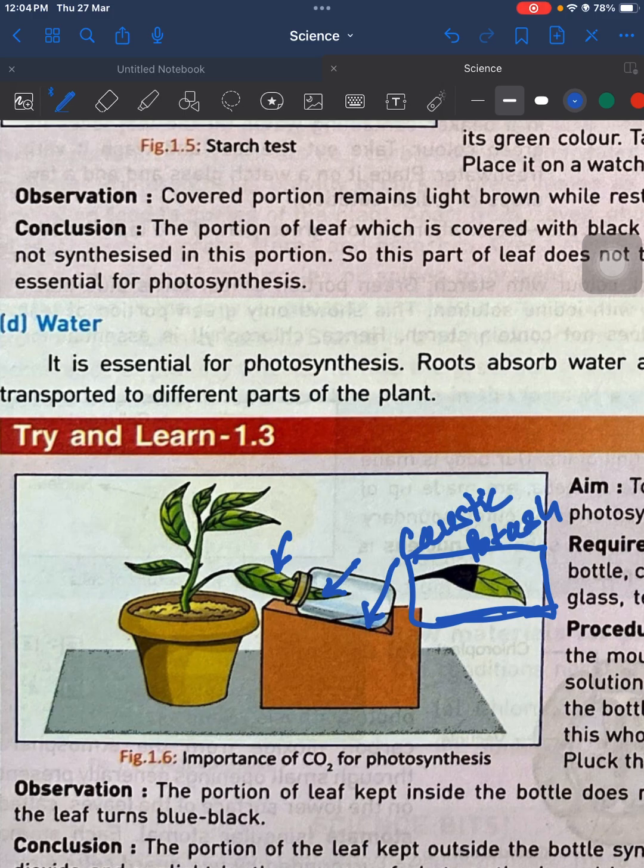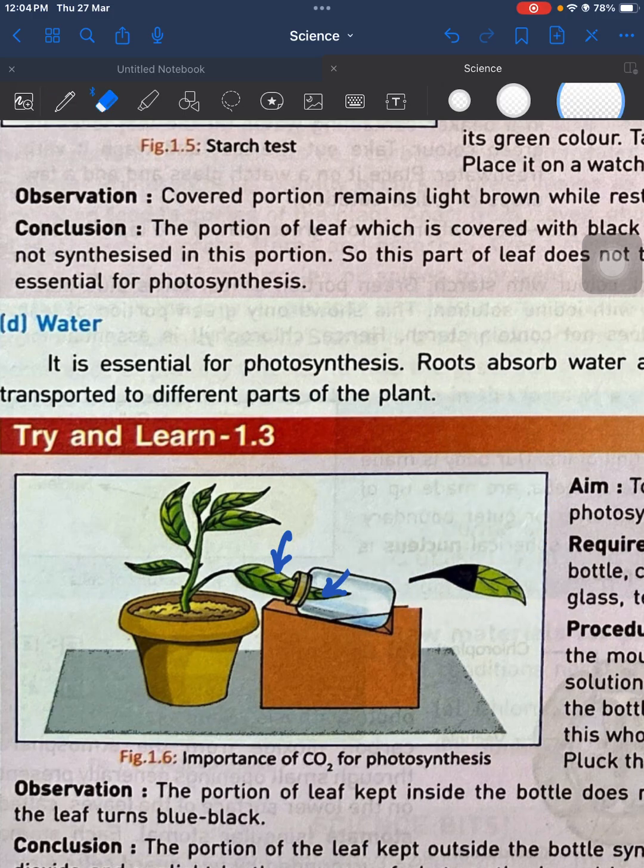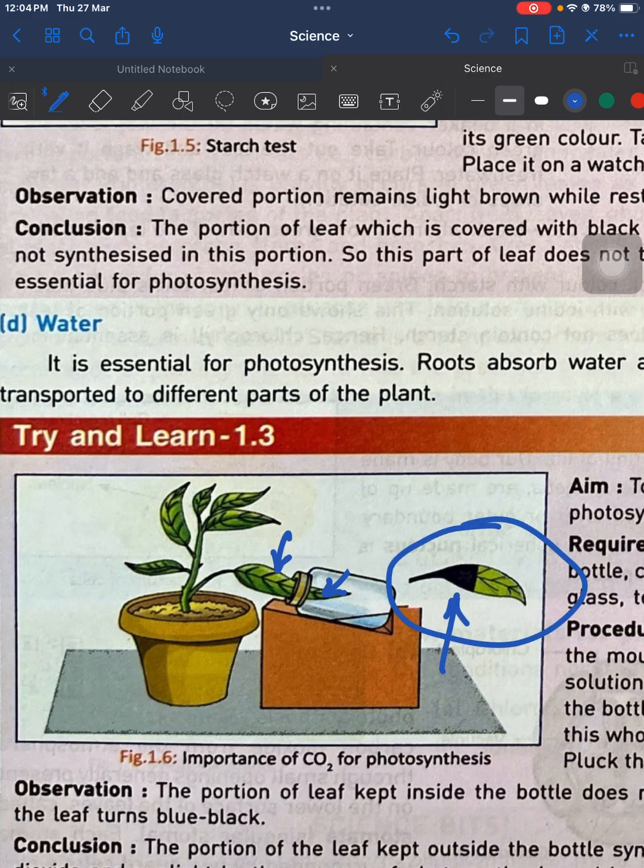As you can see in this diagram, half of the leaf turned blue black because of the presence of starch, formed in the presence of chlorophyll, carbon dioxide, sunlight and water. But in this half area there is no blue color because there is no starch. Why is there no starch? Because carbon dioxide was not present, due to the caustic potash solution in the bottle. So this experiment shows that yes, carbon dioxide is essential for photosynthesis.